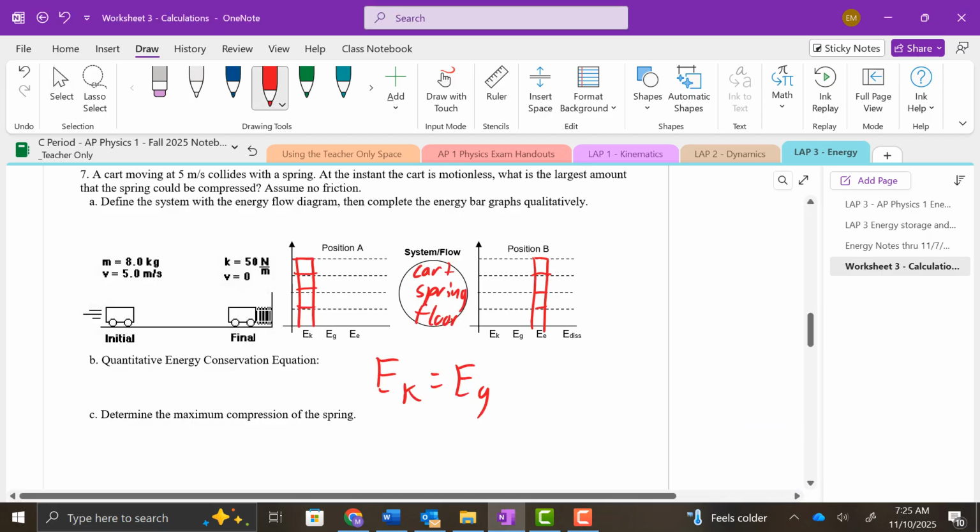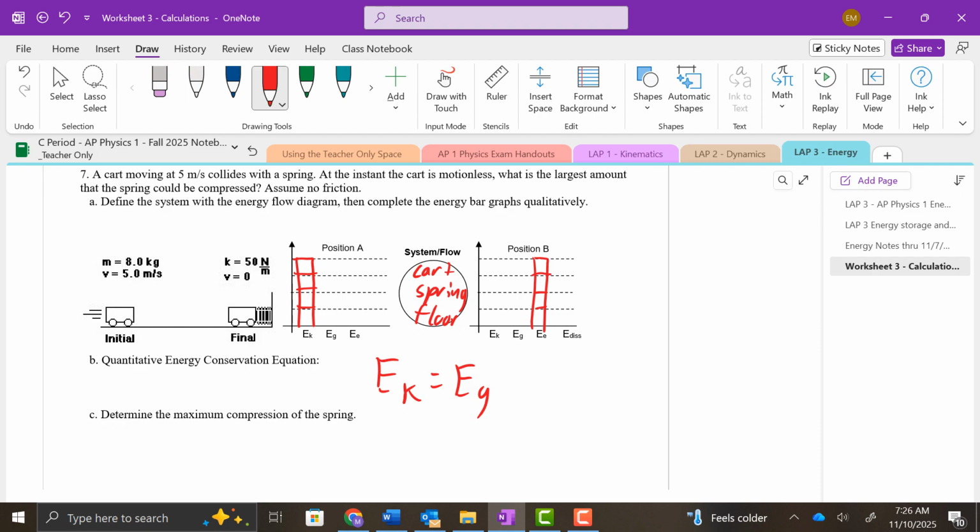And just to walk through my thought process on these problems, I see the cart's moving, so kinetic. There's no change in height, so no change in EG. There's no spring at first. In my system, I had to make it a cart, spring, and floor. I could add the earth, but it won't change anything.